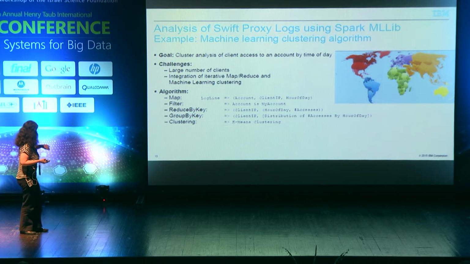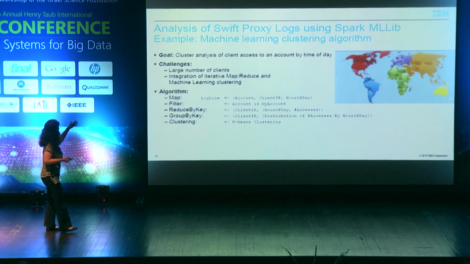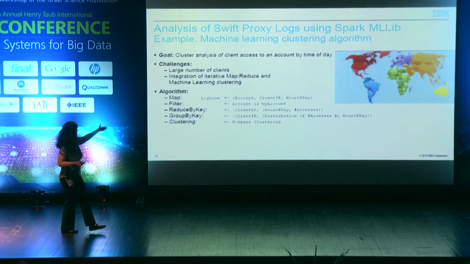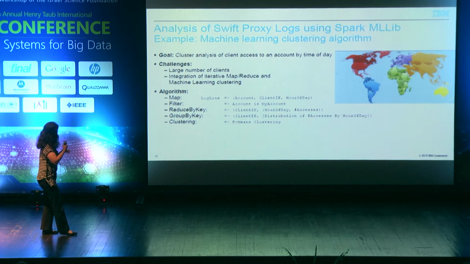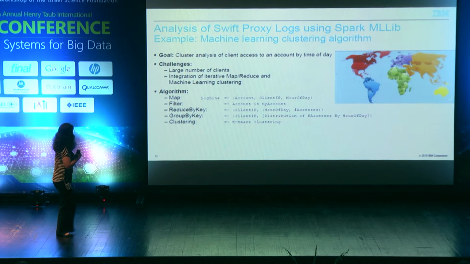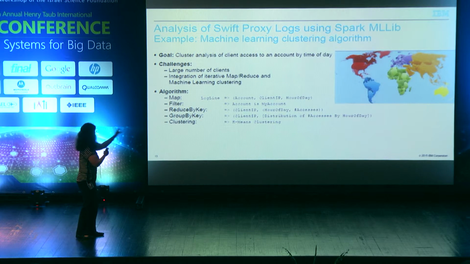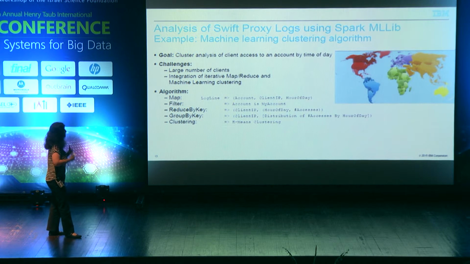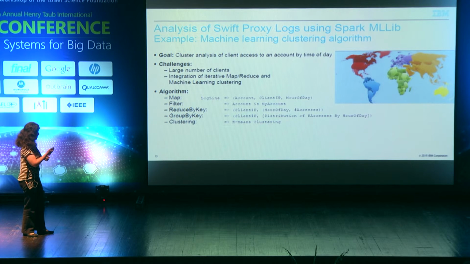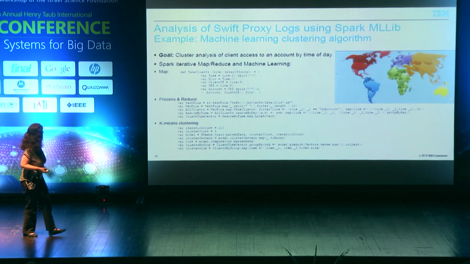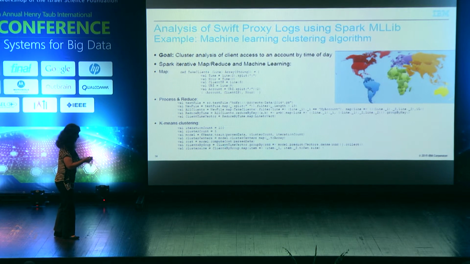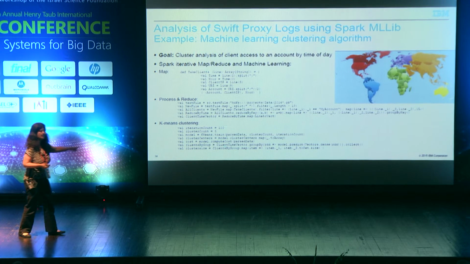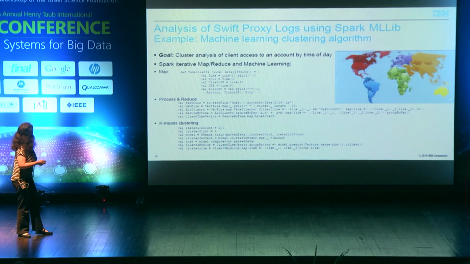So now the algorithm includes several steps. There is a map step. We take just the account, the IP, and the hour of day. We do some filtration, and then we do two reductions to find the vector of distributions and the clustering using the machine learning library. And this is basically the code in Spark. Again, about 15 lines of code, including the k-means algorithm. Okay.